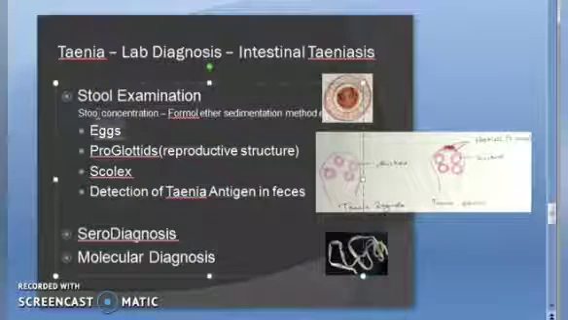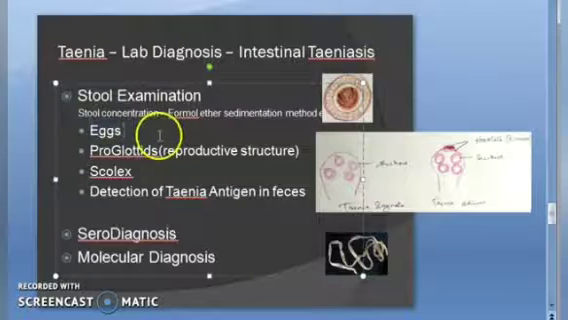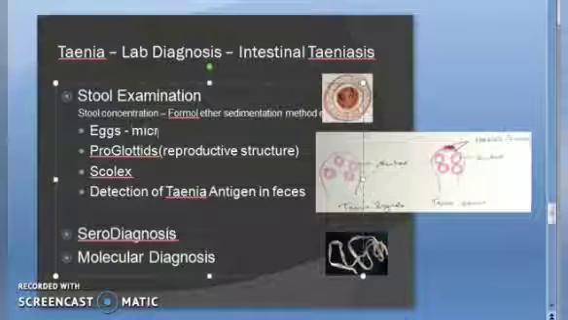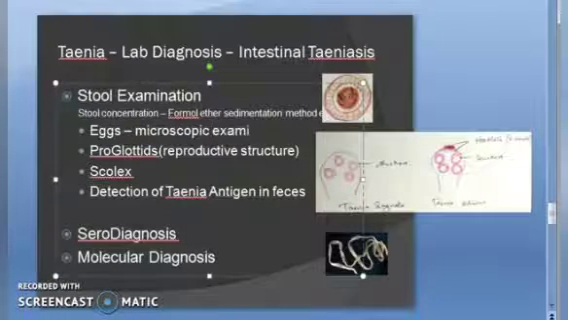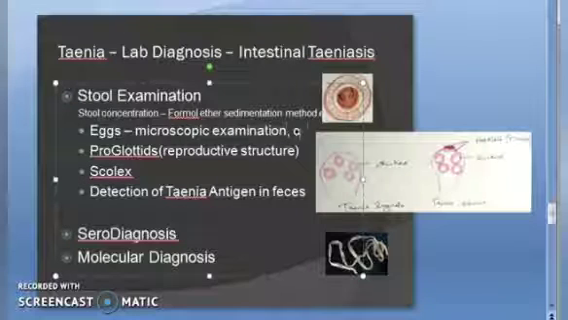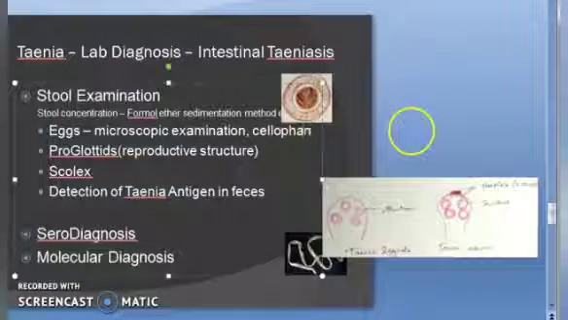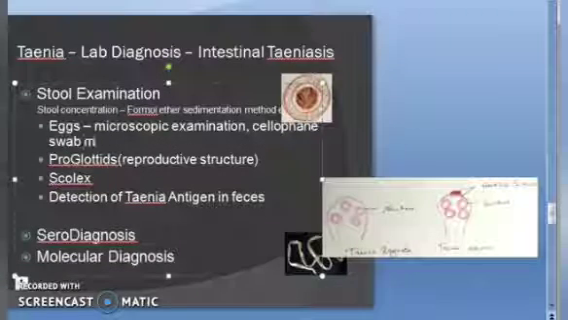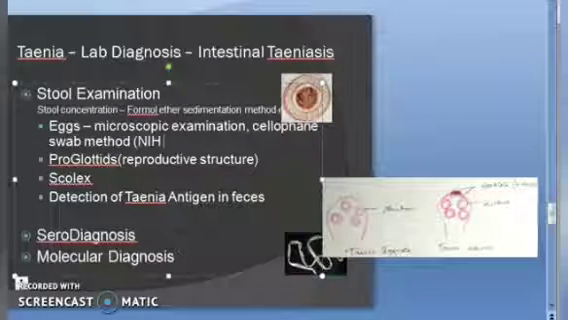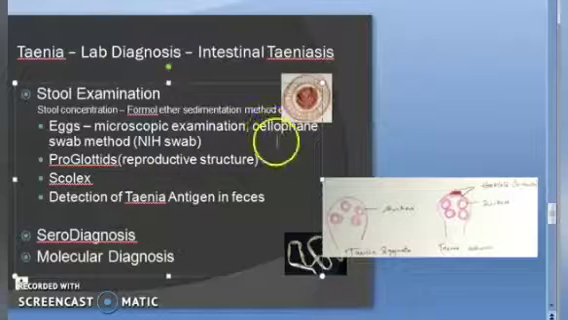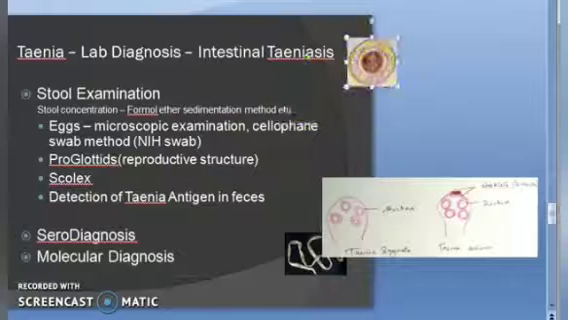So eggs can also be detected by the cellophane swab method. Microscopic examination, or you can do the cellophane swab method, that is NIH swab. In most patients, this also you can detect. What is the cellophane swab method? Do you know what it is?